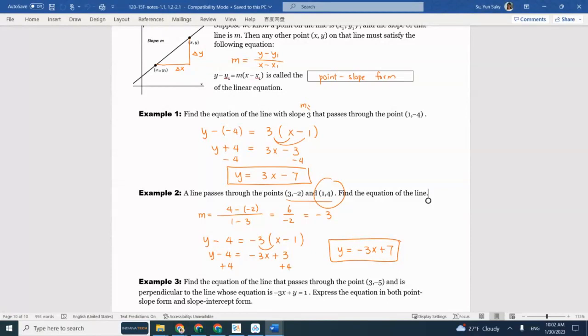y minus y1 equals m times x minus x1. Right? Point-slope form. Last time we did example 1. We know the slope was 3 and the point is (1, -4). So y minus the y coordinate of the point equals the slope times x minus the x coordinate of the point. Point-slope form is not unique, because if you give me another point on the line, I could use that new point to get a different form.